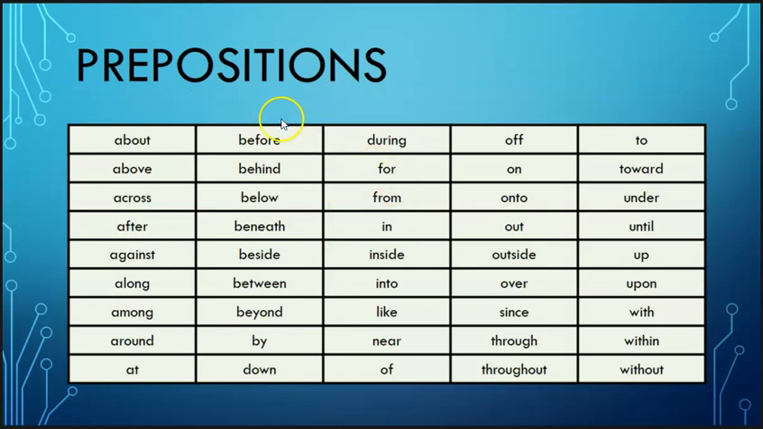These are some common prepositions: about, above, across, after, against, along, among, around, at, before, behind, below, beneath, beside, between, beyond, by, down, during, for, from, in, inside, into, like, near, of, off, on, onto, out, outside, over, since, through, throughout, to, toward, under, until, up, upon, with, within, and without. Now, these are not the only prepositions, and some of these can be other parts of speech. They're not always prepositions. They could be a conjunction, they could be an adverb. So it really depends on how it's being used in the sentence, but these are commonly used prepositions in our language.